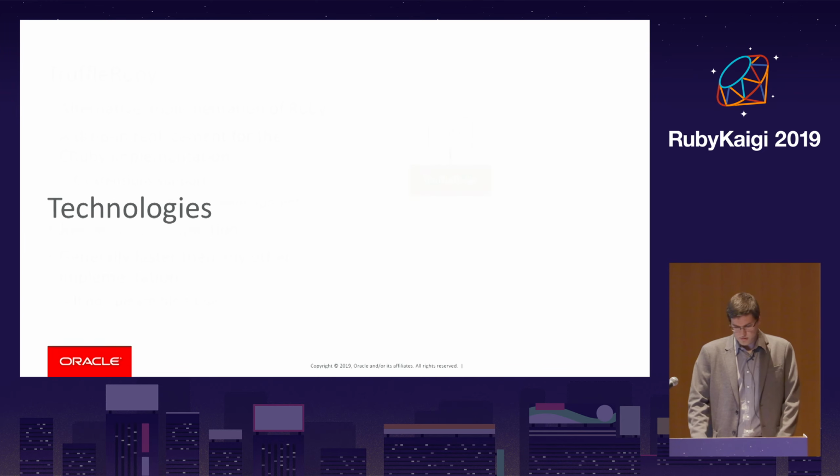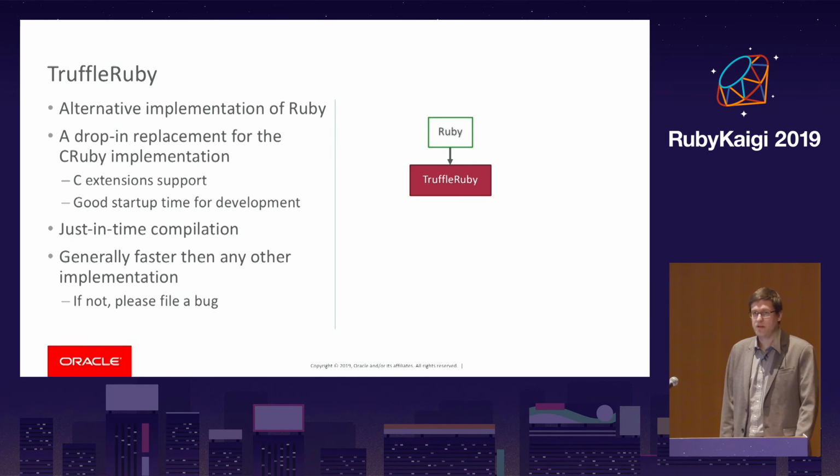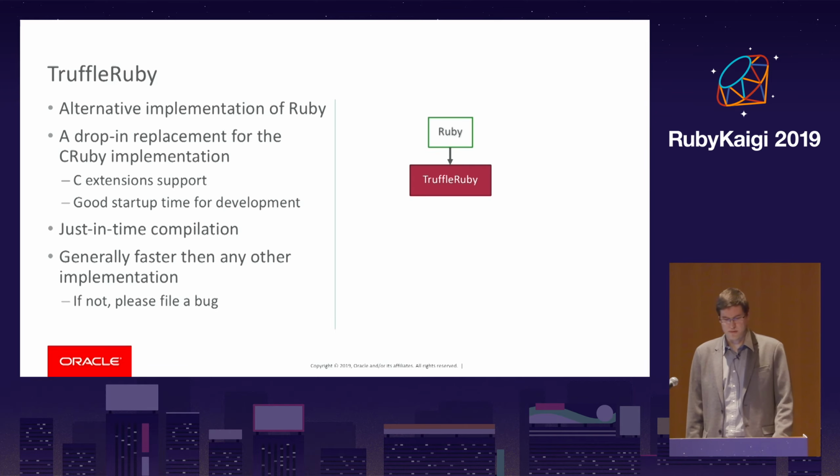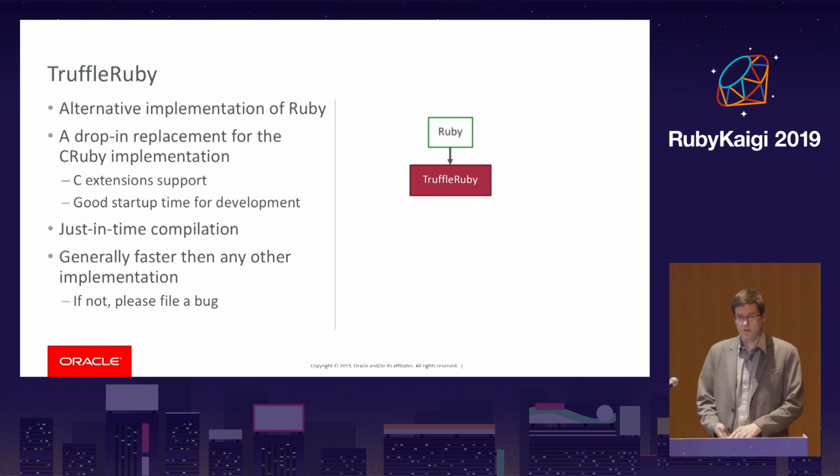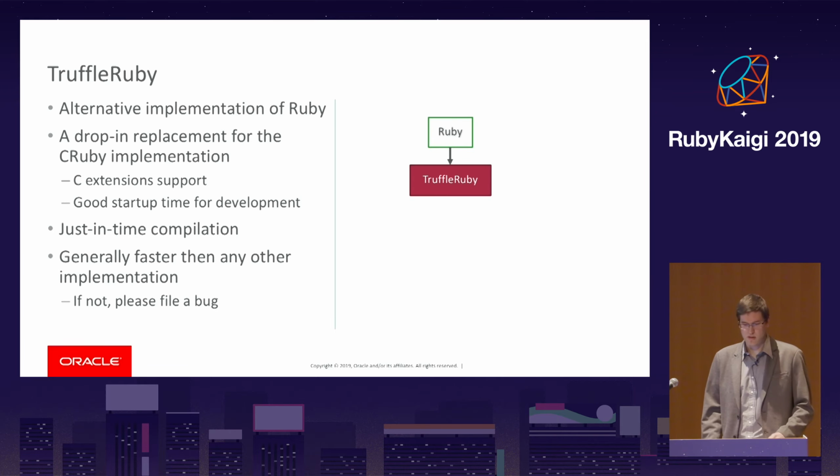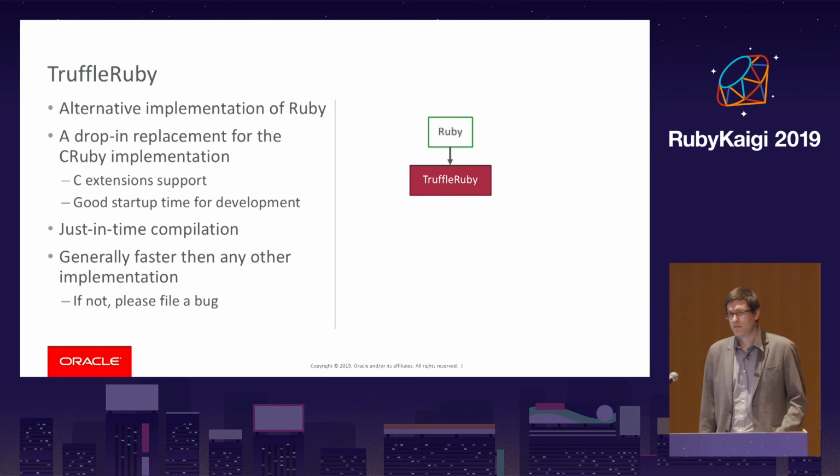So the technologies. TruffleRuby is an alternative Ruby implementation. We aim to be a drop-in replacement for CRuby. So we support C extensions. We have a good startup time, which is important for development. We also have just-in-time compilation, which means that we are generally faster than any other implementation. And if not, please file a bug, because it's usually just some issue or some case we didn't optimize yet.